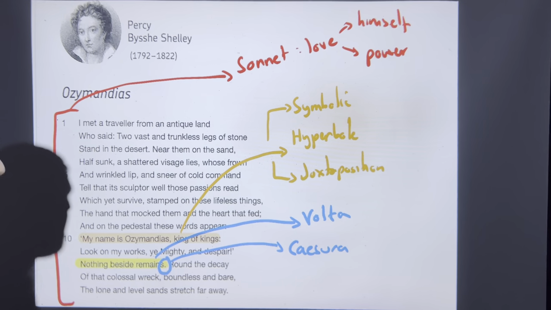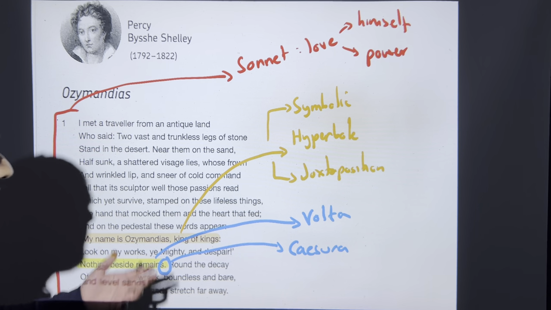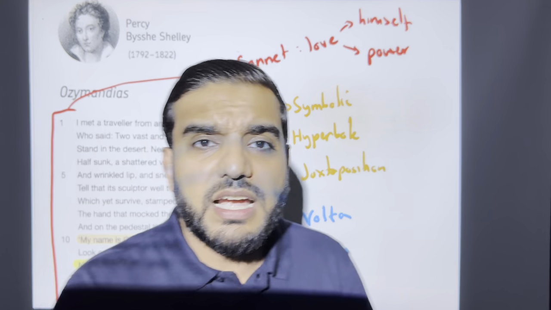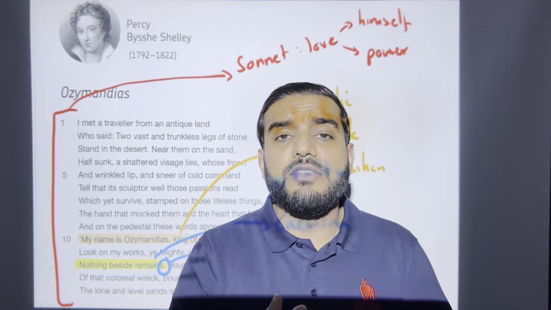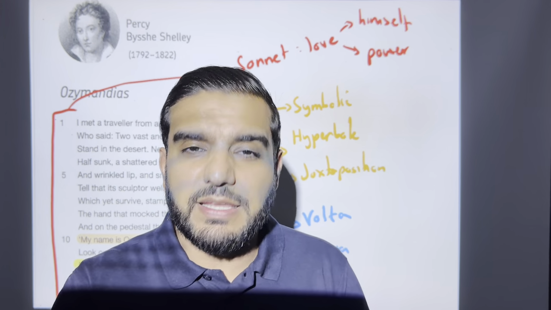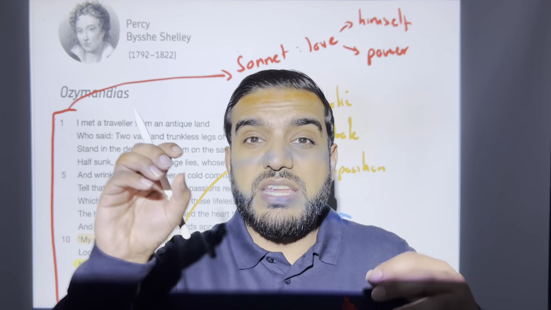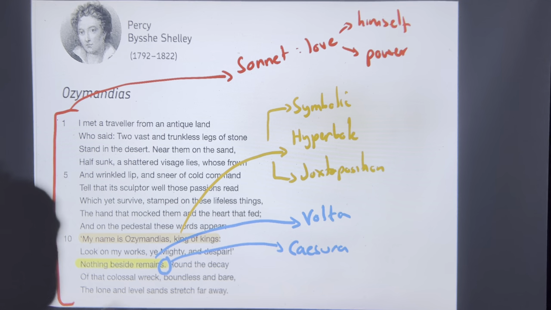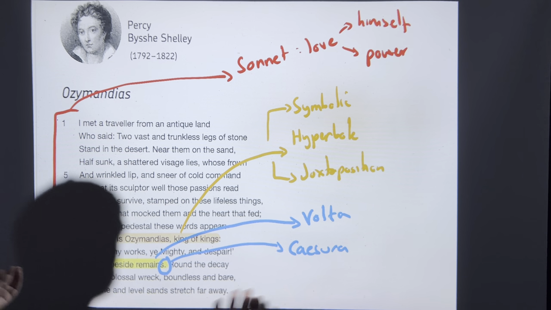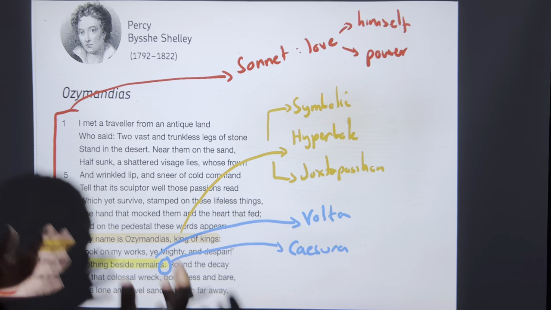Number two, guys, symbolic. What is the symbolism here? It's the idea of a king. It's as though he is worshipping power. If you guys have done Macbeth, it's the same kind of thing. He worships power so much that he wants the title to make himself appear godlike. And hyperbole, guys, is because this guy is over the top. This guy is far too over the top.